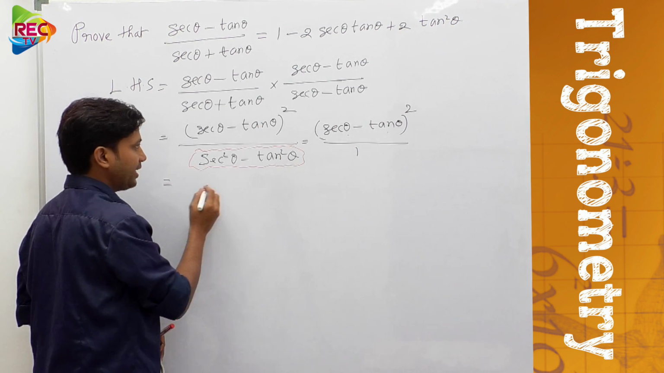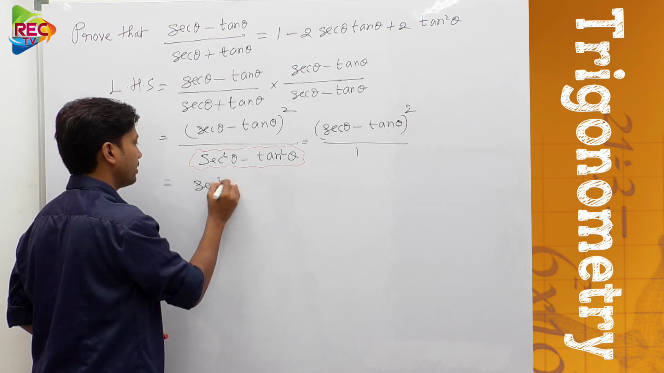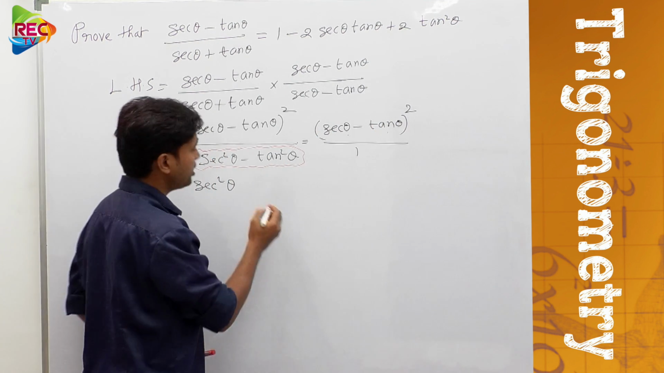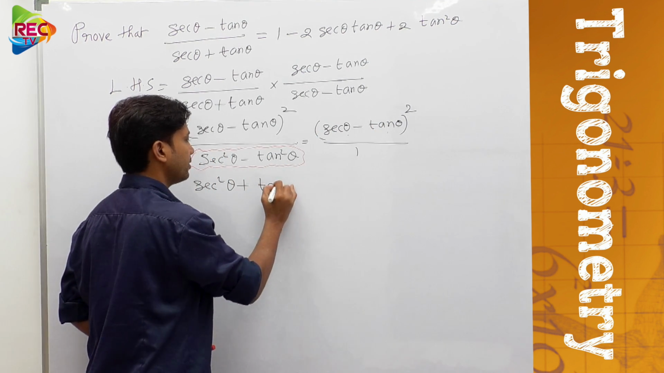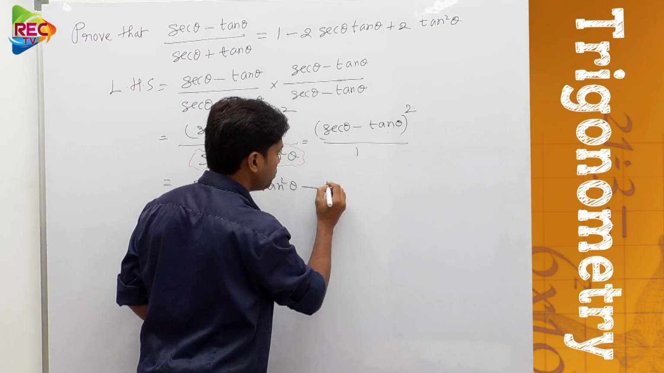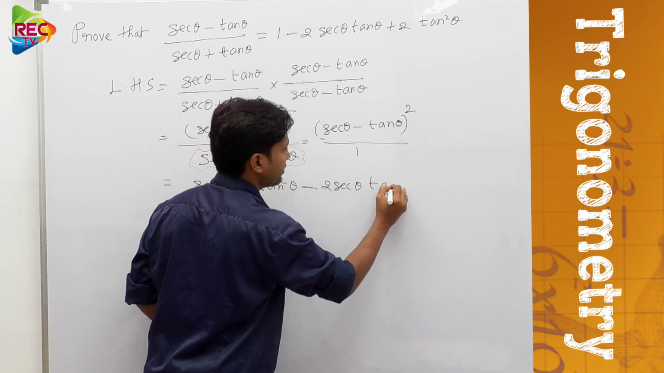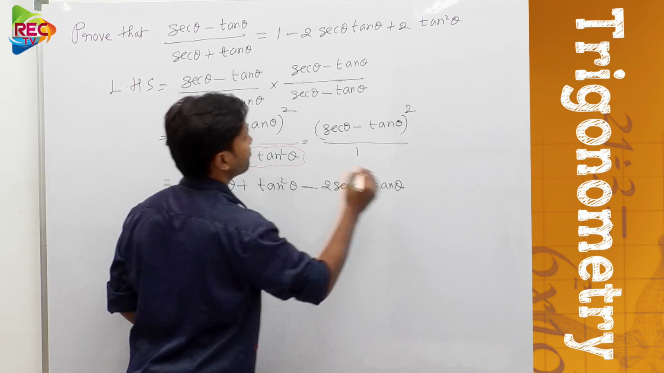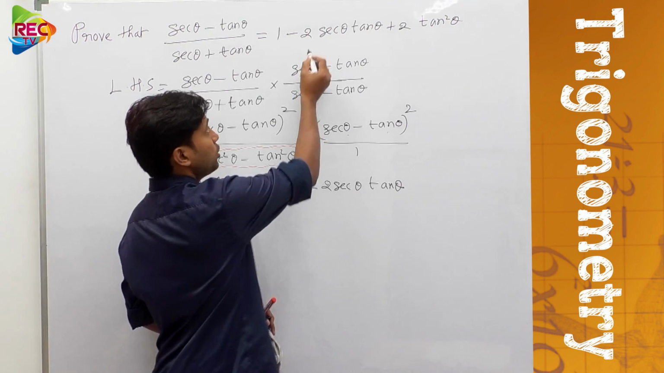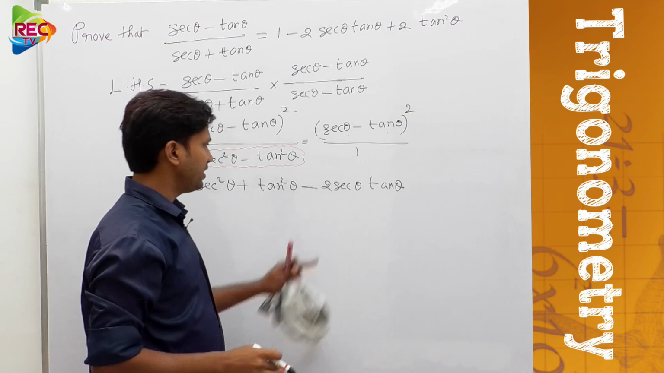Okay, after expanding, what can we write? A square means secant square theta, plus b square, that means b is tan theta, means tan square theta, minus 2ab means 2 secant theta into tan theta. Okay, observe the given answer. Minus 2 secant theta tan theta is given as it is. You don't need to change this term.